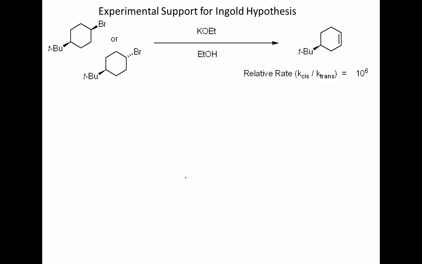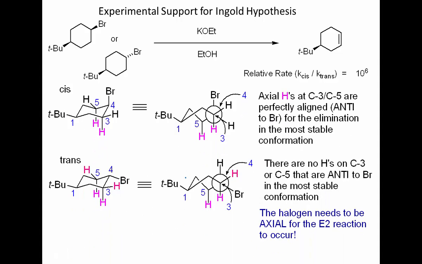All right, let's look at some experimental support for the Ingold hypothesis. This is the most famous one right here. Comparison of the rates of 4-bromo-1-t-butylcyclohexane. It's very dependent on which isomer you have. The cis compound affords the product 1,000,000 times faster than does the trans isomer. And the explanation for that is as follows. We have to consider that our 6-membered ring doesn't look like that hexagon, but it actually looks like a chair.